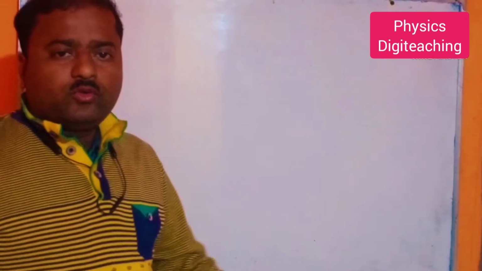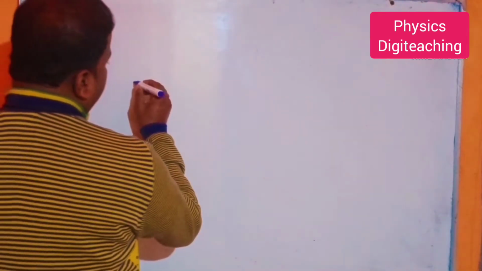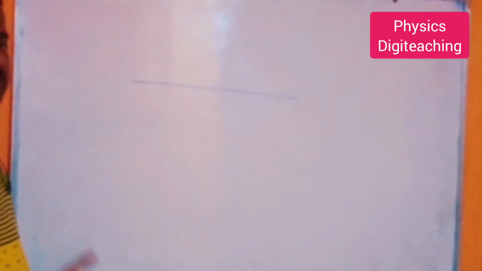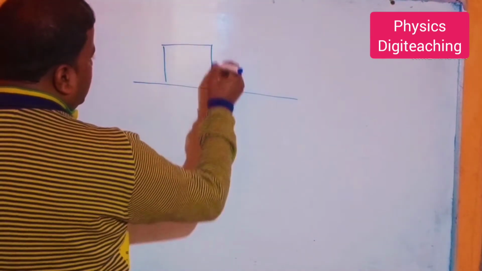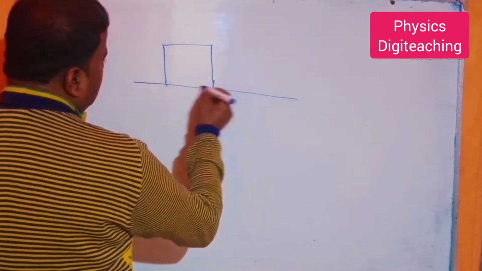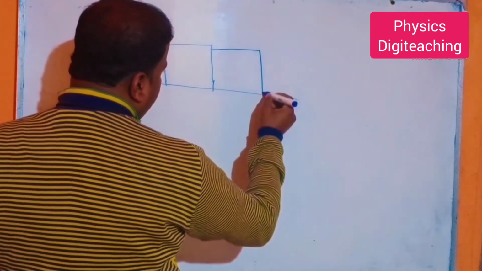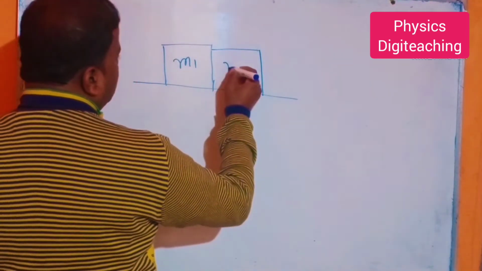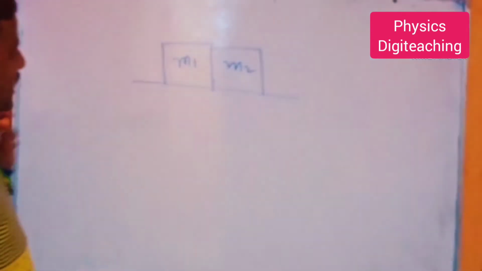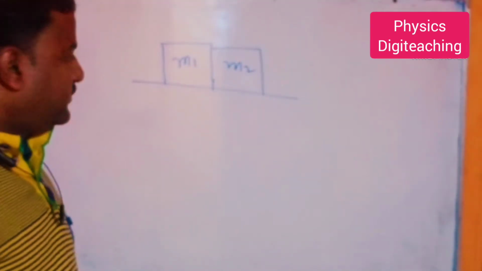Now we go to our next problem. We draw the figure first. Here it is a horizontal surface. Here are two bodies of mass m1 and m2 kept in contact. This is say m1, this is m2. The two bodies are kept on a horizontal surface.